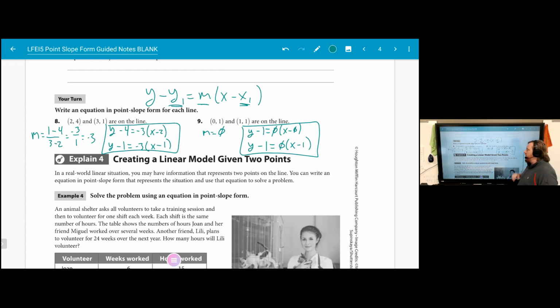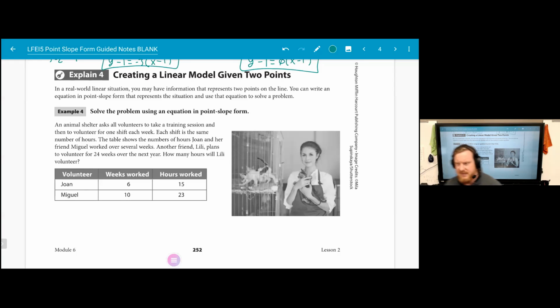So go ahead and check your work. You can pause real quick if you need to check your work. That's all right. And let's go and see how we're going to use this one. All right, so we're going to talk about how to apply this now, okay?